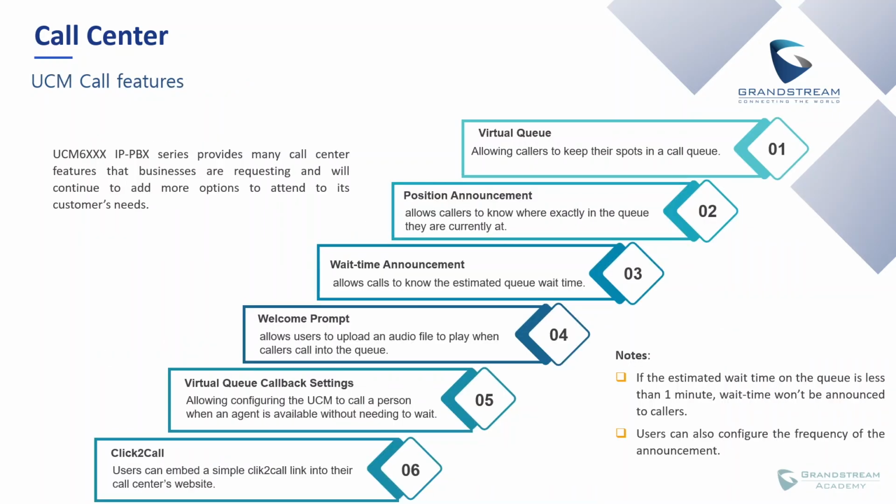And here are more features in the call features that we're going to look at quickly, since these features are not very complicated. The virtual queue feature, which is the most important for call centers, lets calling people keep their spots in the call queue and manage a big number of calls. The position announcement feature makes it possible for the calling people to know their position in the queue, and users can configure the frequency of the announcement. The wait time announcement feature will approximately announce to callers the time they need to wait for the call to be received by an agent.